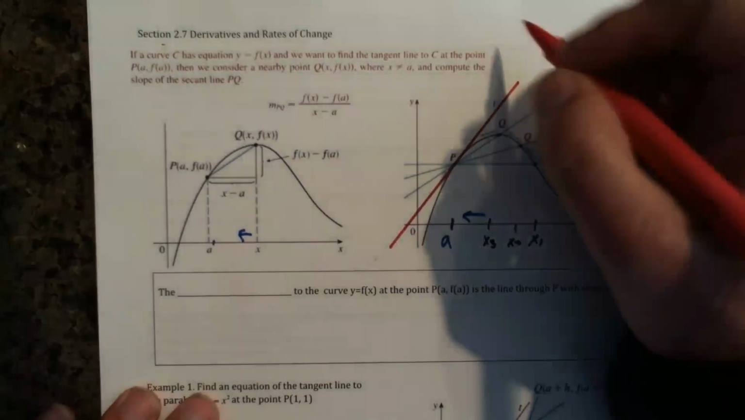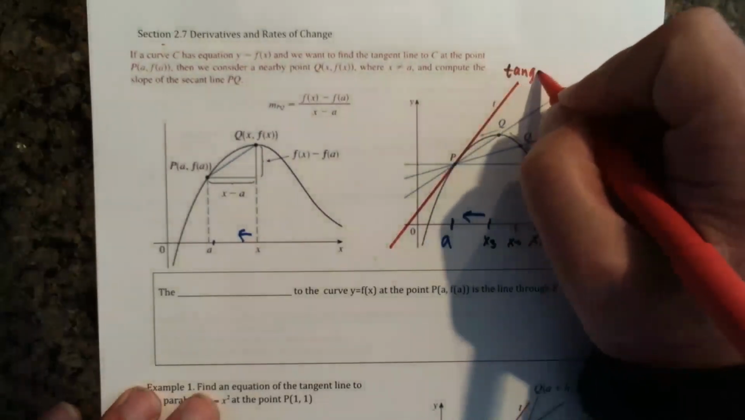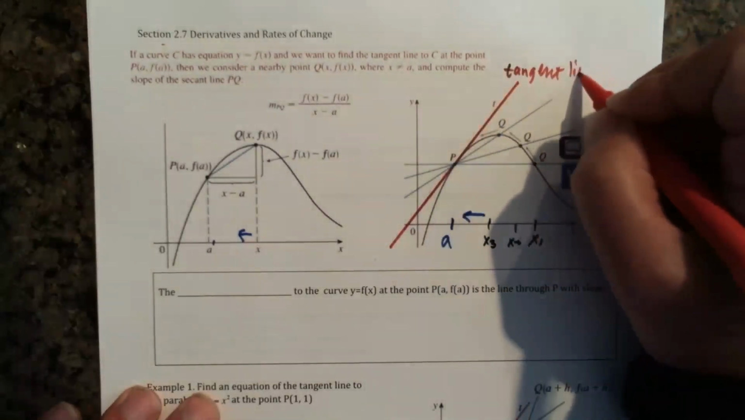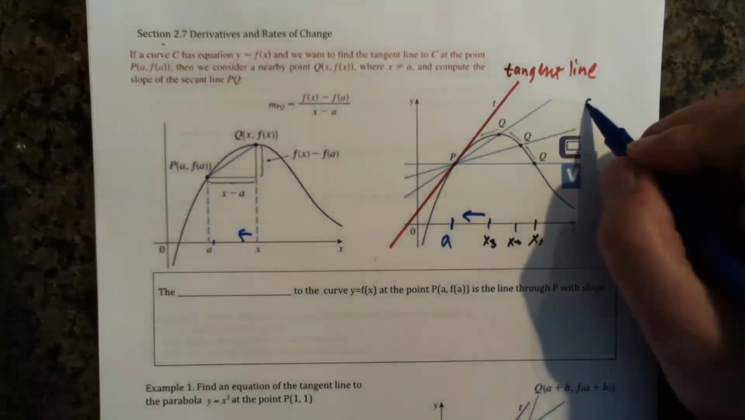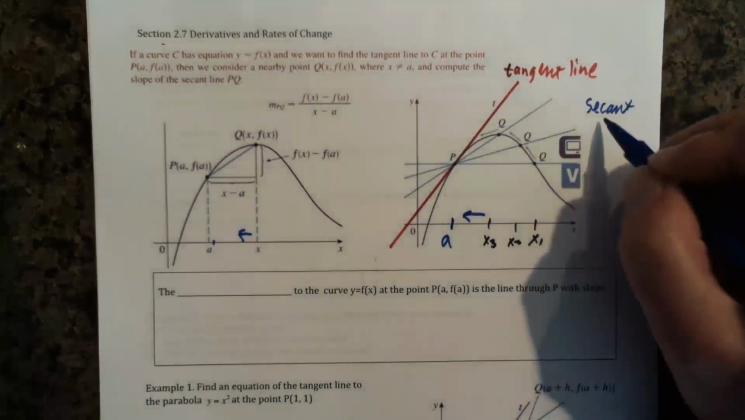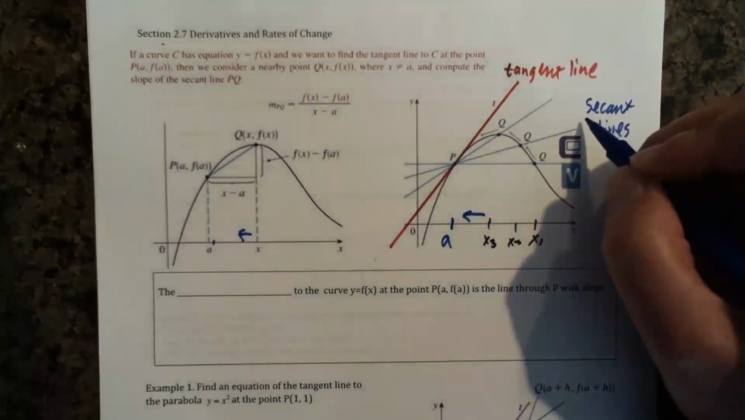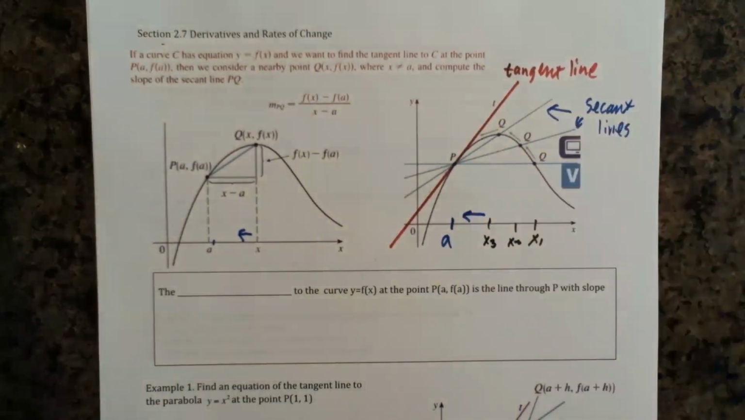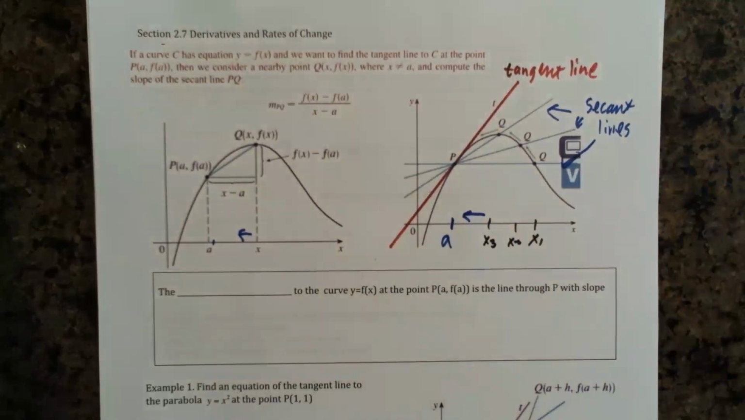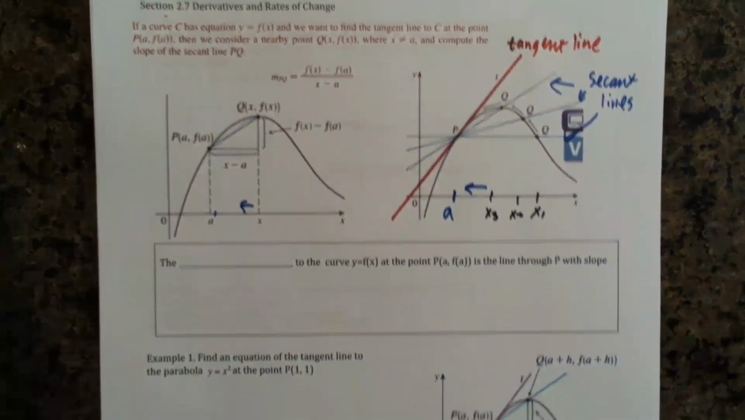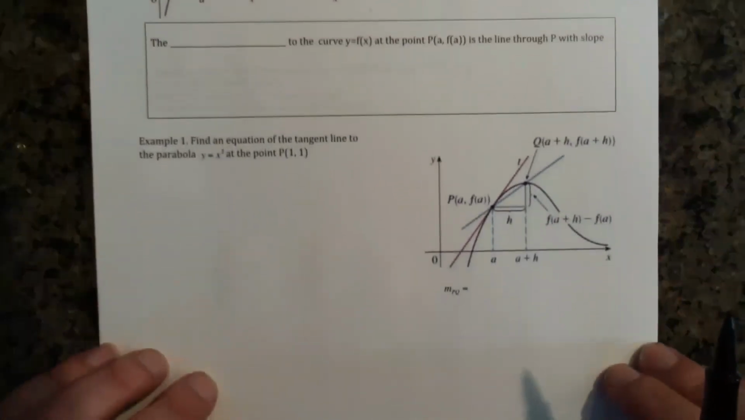These lines, let me write that, tangent line. These lines are called secant lines. And they give a decent approximation for what it is that we're trying to do. But what we're looking for is that tangent line. So for the rest of this lesson, that's what we're going to be focusing on. So let us focus on that.